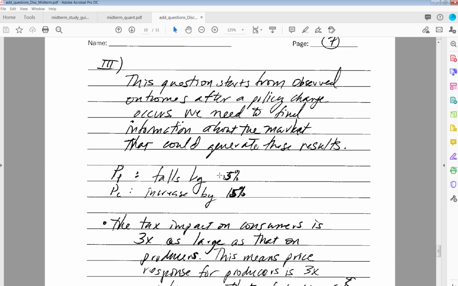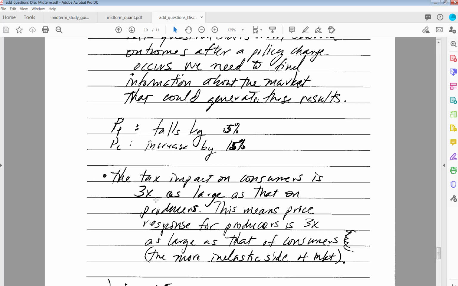So the producer price is falling, consumer price up. The tax impact on consumers is 3 times as large. That's the key effect, right? So comparing these two, you could say the total effect is 20%, 15% of it, or 3/4 of it, falls to the consumer side. However you want to think about it, just be consistent. But I'm saying the tax impact is 3 times as large for consumers as producers.